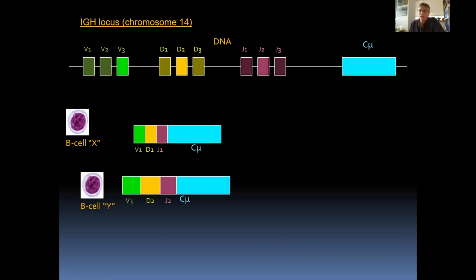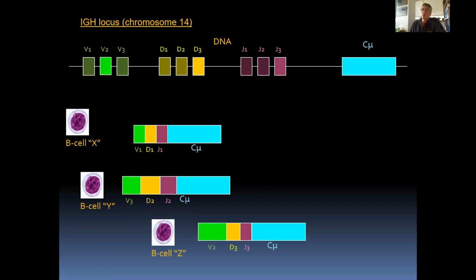B lymphocyte number Y at some point also gets a signal to differentiate, and one of the first things that it will do, it will randomly assemble a V, a D, and a J region. In this instance, it's a V3, a D2, and a J2. Now remember, the V regions, the D regions, and J regions differ in sequence somewhat between themselves, so you can well imagine that the VDJ rearrangement here will be of a different sequence and of a different length than the VDJ rearrangement in the other B lymphocyte.